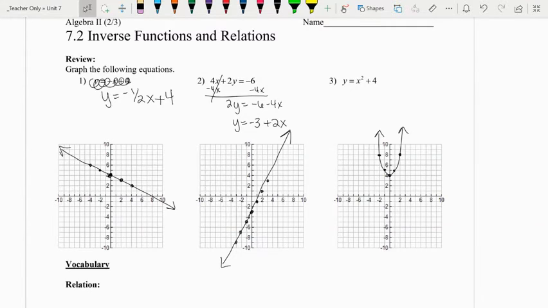The first one was in slope-intercept form, so you were good to go. We moved up 4 and then down 1/2. Hopefully that one felt pretty good to you. Remember, you plot your y-intercept and then move your slope.